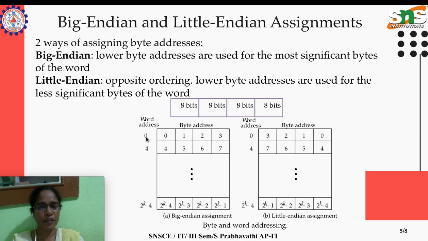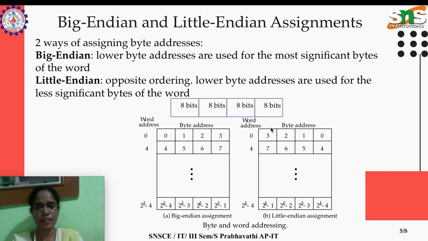Then we can automatically increment to get the second character of the first word, and the third character of the first word, and likewise. The next word will be stored at byte address 4. Since it has 4 bytes, its address locations will be 4, 5, 6, 7. Likewise it keeps on going up to 2 power k minus 4. So this is the big Endian format, and the reverse is the little Endian format.